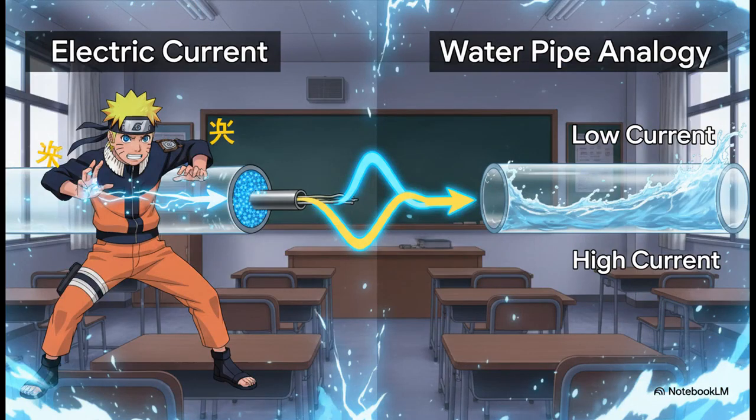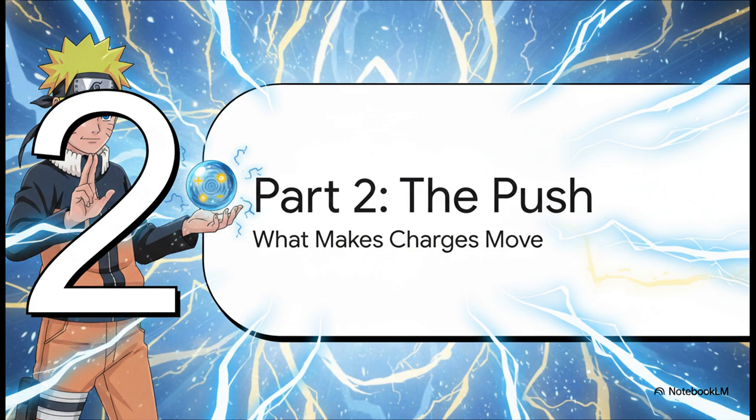Okay, and this right here, this is probably the best way to think about it. For a minute, just forget electrons and wires and picture a simple water pipe. The current is exactly like the amount of water flowing through it. A little trickle, that's a low current. A massive gush of water, that's a high current. It's seriously that simple.